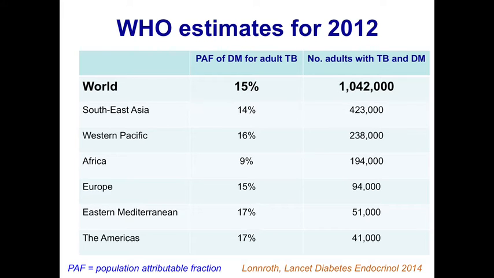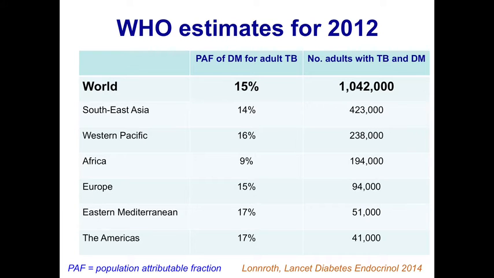So let me just show you this data from WHO in 2012, where they estimated the population attributable fraction of diabetes for adult TB, coming to the conclusion that this was roughly 15%. So giving us in 2012 just over 1 million adults globally living with TB and diabetes. That's just a little bit less than the 1.1 million people living in the world at that time with HIV-associated tuberculosis.